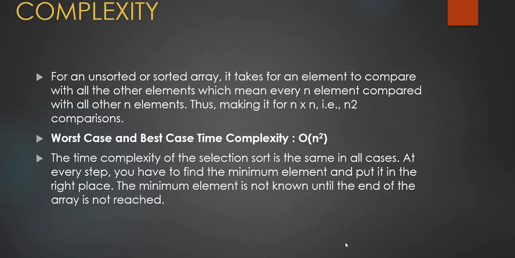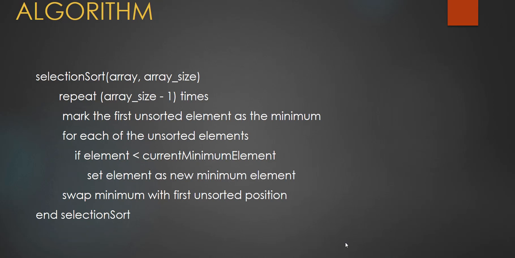The time complexity of selection sort is the same in all cases because the minimum element is not known until the end of the array is reached. So that's why in both cases we need to traverse the array. The space complexity is O of 1. Let's have a look at its algorithm.